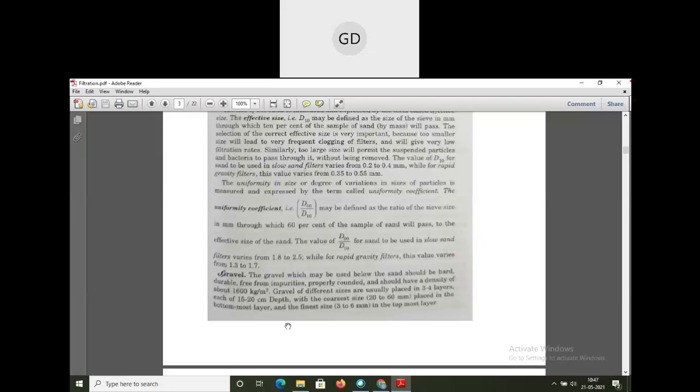Gravel can be of different sizes, and they are put in three or four layers, each layer of 15 to 20 centimeter depth. The coarsest size, that is the biggest size, 20 to 60 millimeter, is placed at the very bottom layer, and above it the finest size, 3 to 6 millimeter, is put. Then above that the sand is put. So these are the properties of gravel you have to remember.